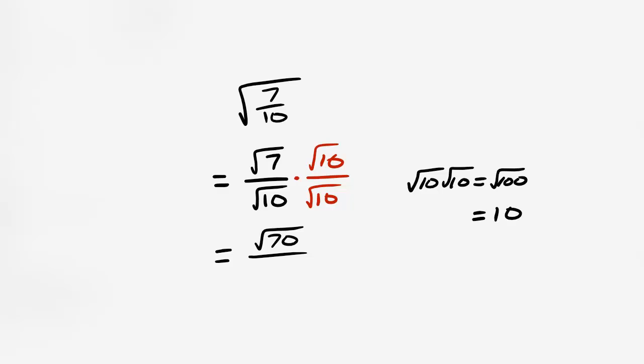In fact, you don't even need to ever see the square root of 100. Whenever you multiply a square root by itself, you'll always just get the stuff on the inside. So the square root of 10 times the square root of 10 is always going to be 10. Again, that's why we did the multiplication here that we did. So what we get is the square root of 70 over 10. Everything's as simplified as possible, and we no longer have a radical in the denominator.